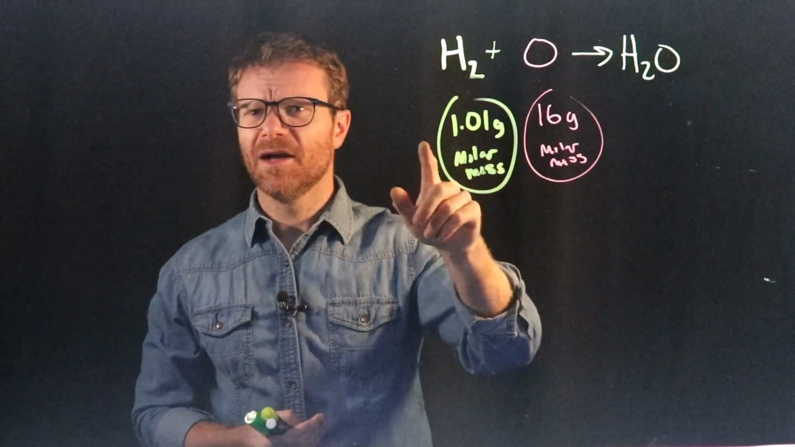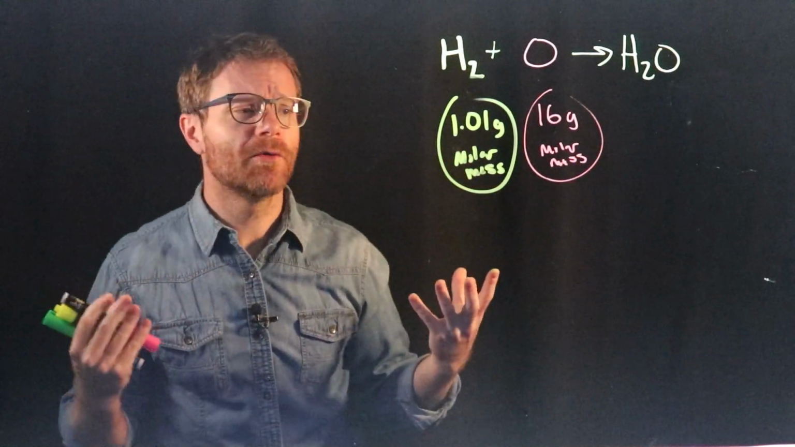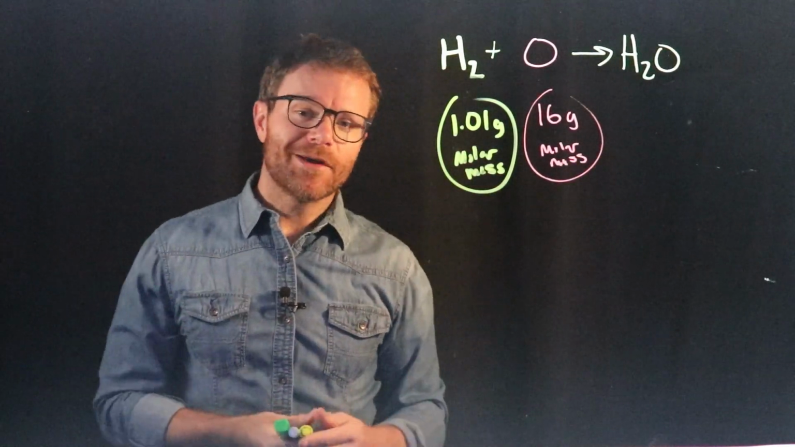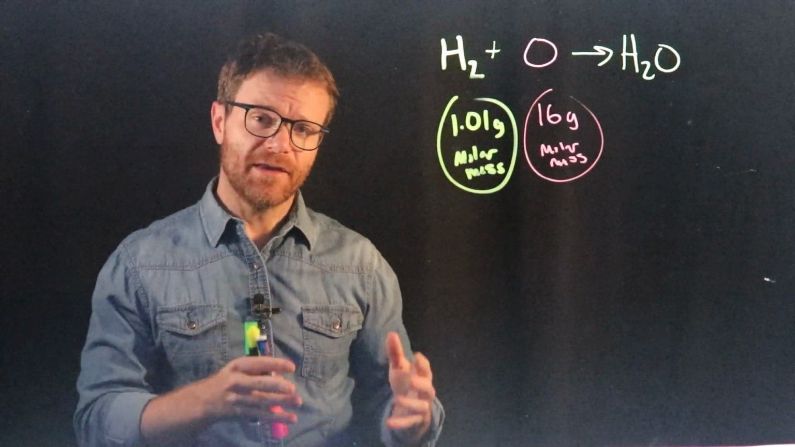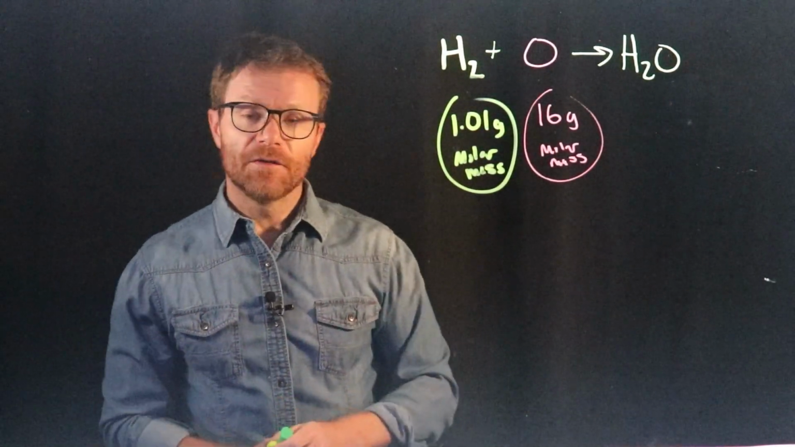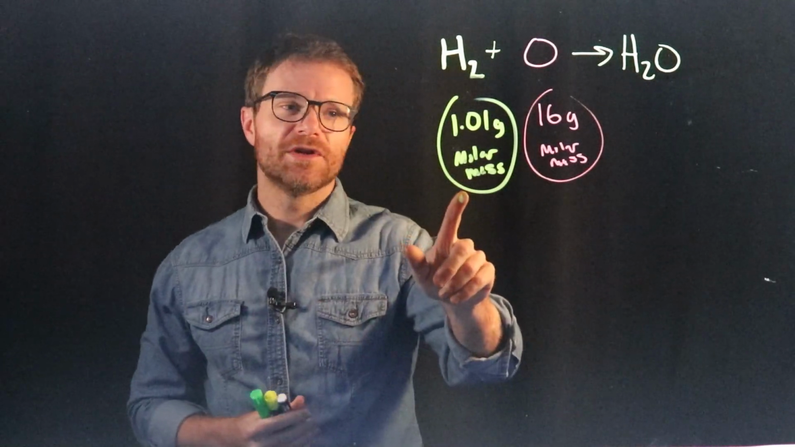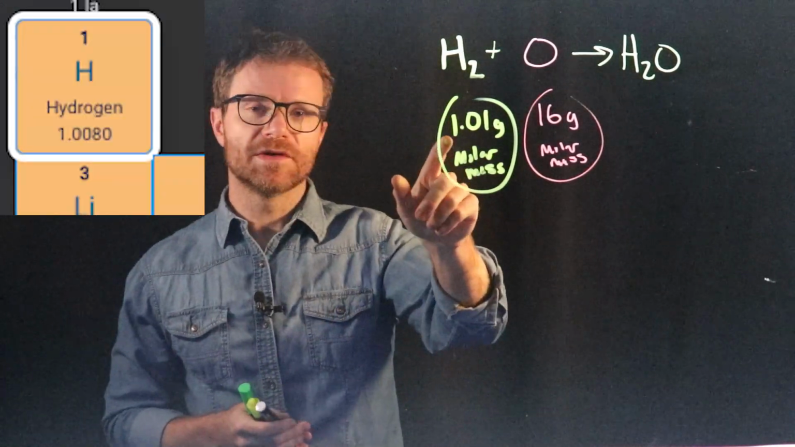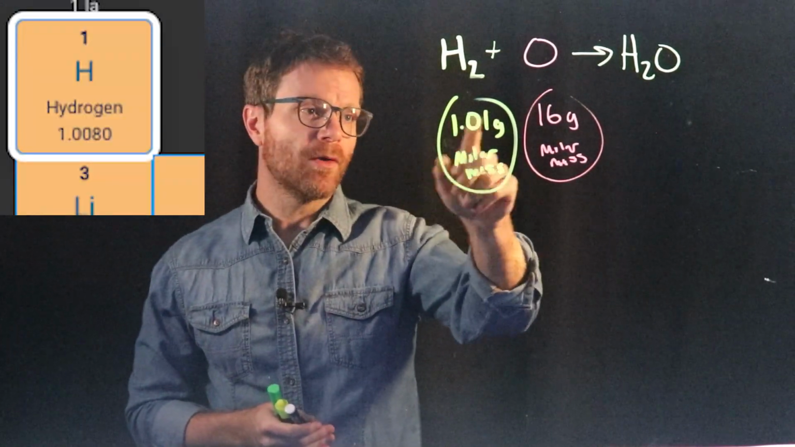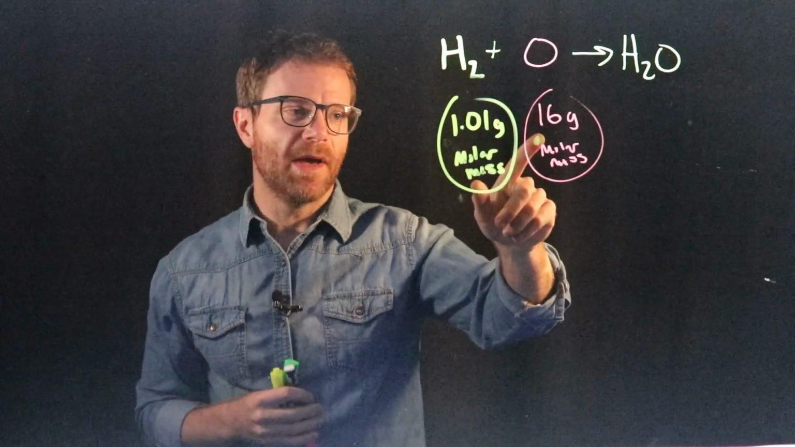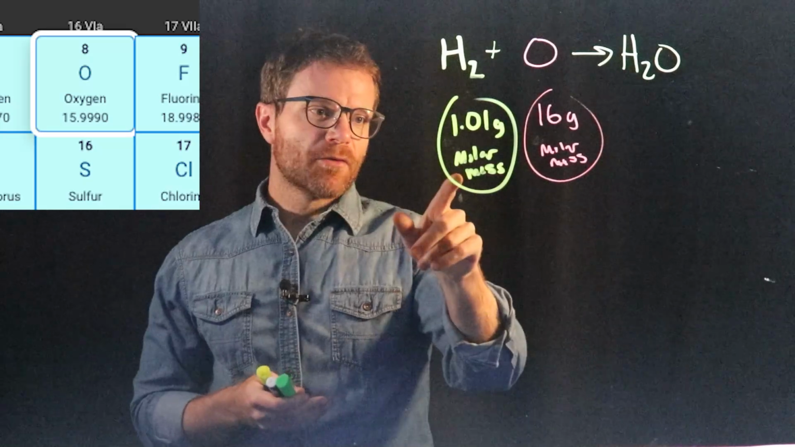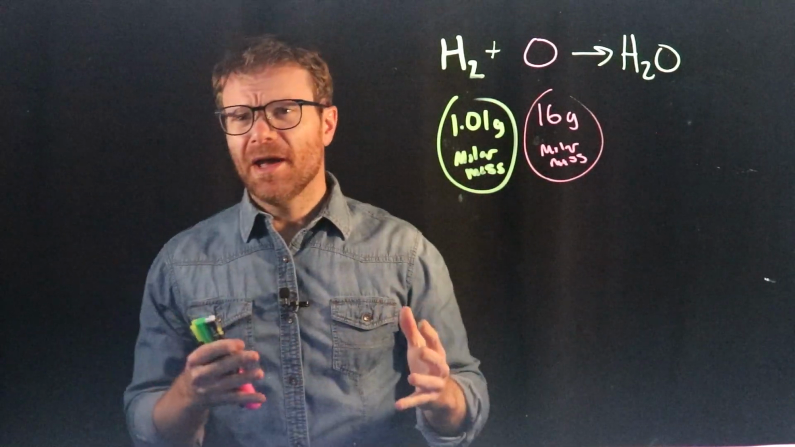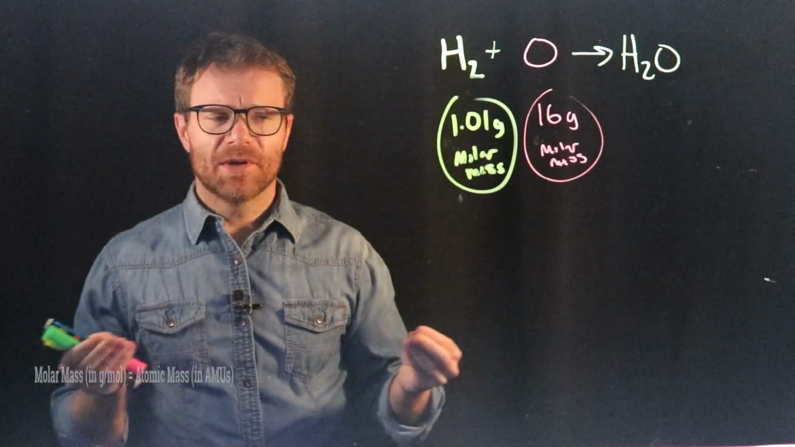But now, where did these numbers come from? Did I just pull them out of nowhere? Well, no. I pulled them out of the same place I pull so many things out in chemistry, and that's the periodic table of elements. If you look at the periodic table, you see that hydrogen has an atomic mass of 1.01. Likewise, oxygen has an atomic mass of 16. So notice that I wrote this down as molar mass. Molar mass is exactly the same as atomic mass.